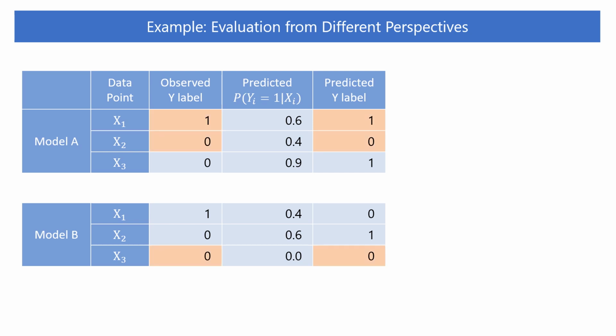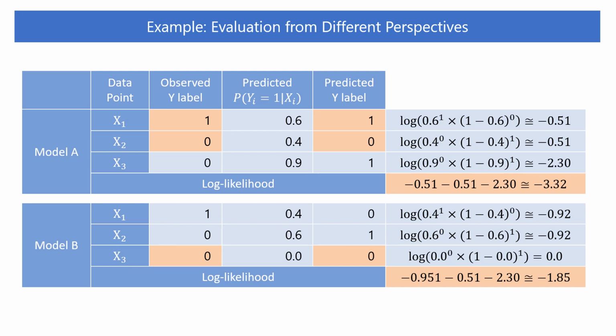Model A correctly classifies 2 of the 3 observations, while Model B correctly classifies only one of the three observations. Therefore, when evaluated by accuracy, model A is better than model B.